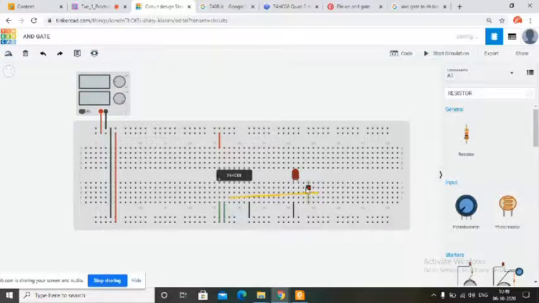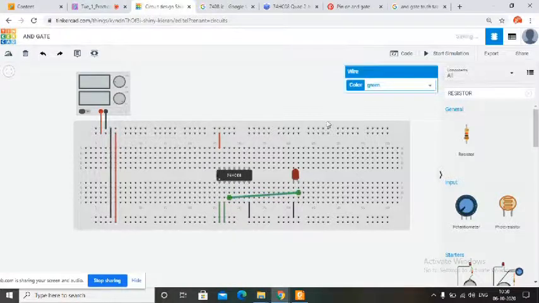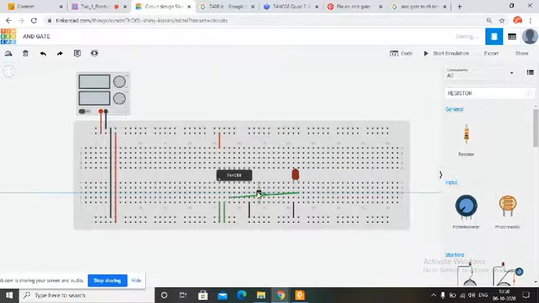But let us delete this resistor and check how it will work. So now connect this pin number 3 with the LED directly. Earlier we connected the LED with the help of a resistor. So now let us check what was the application of the resistor there.